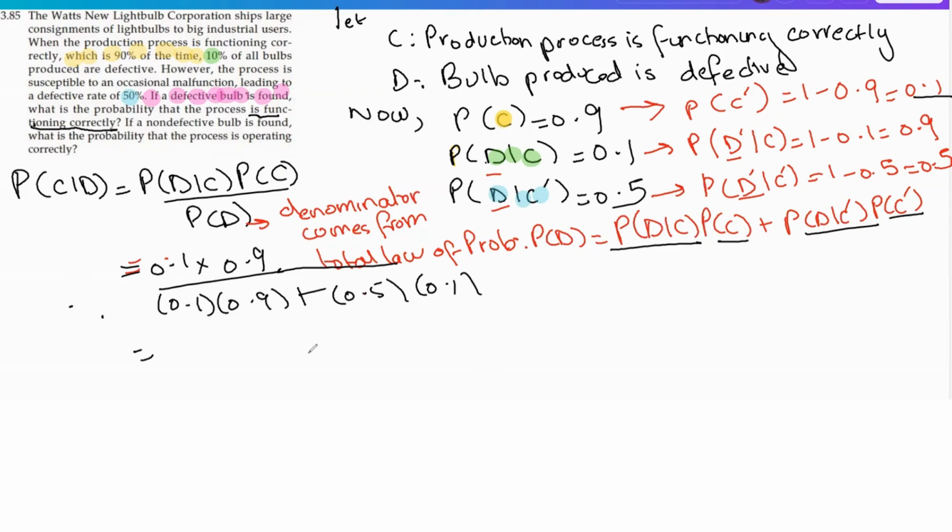Let's see what this is. This is 0.1 into 0.9 divided by 0.1 into 0.9, and then it's plus 0.5 into 0.1. So this just turns out to be equal to 0.643. Okay, so now however, this was just one part. There's another part to this question.